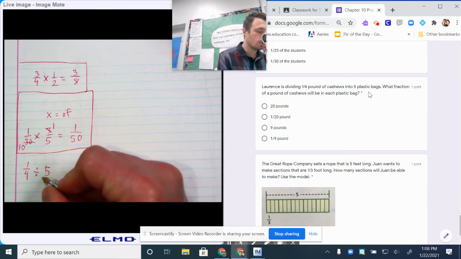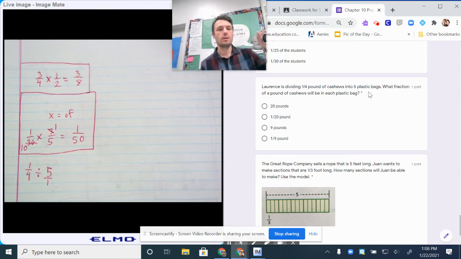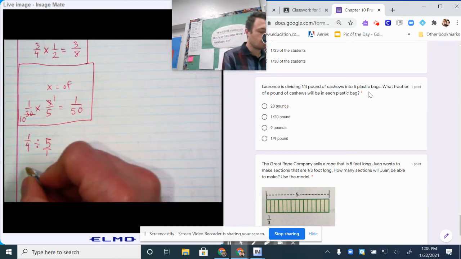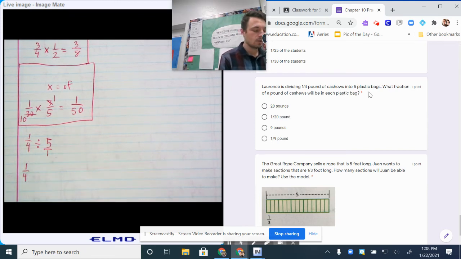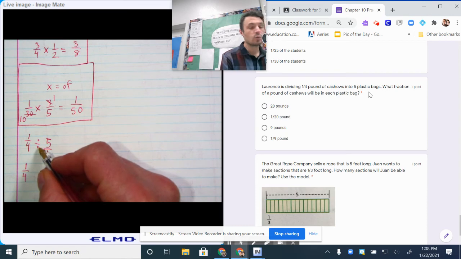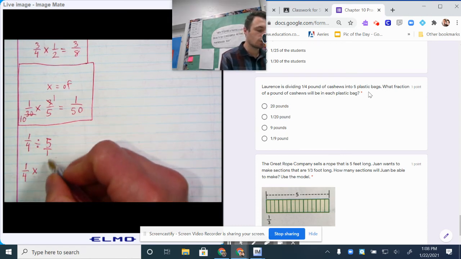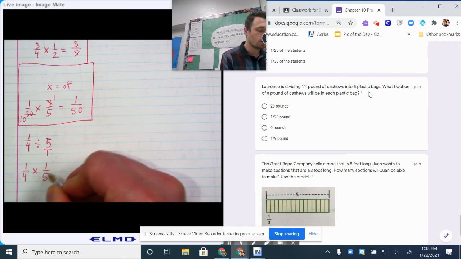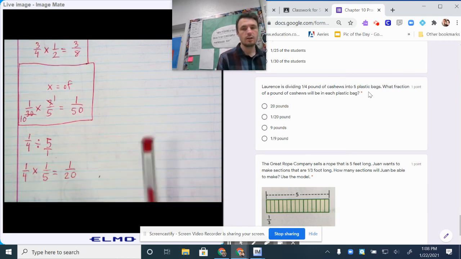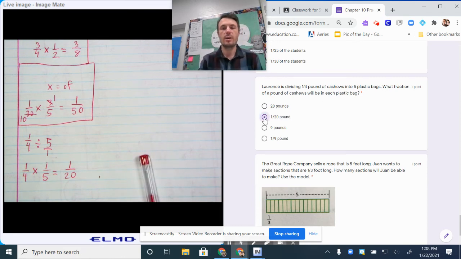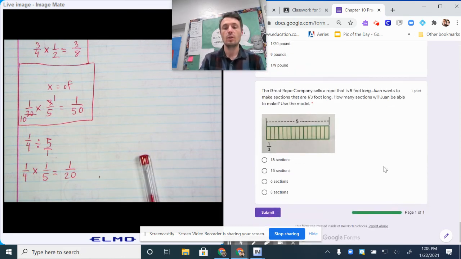First thing we need to do is give the whole number a denominator of 1. Then we need to rewrite the problem. The first fraction stays the same, the dividend. Then we reverse the sign from division to multiplication, and we flip the second fraction from 5/1 to 1/5. 1 times 1 is 1. 4 times 5 is 20. So it's 1/20 of a pound. All right, only one question left.